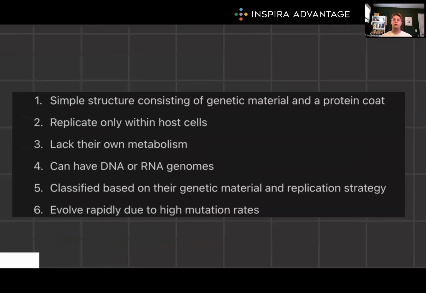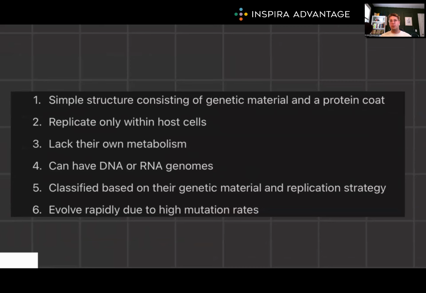To wrap up, let's review the key points about viruses. They're a simple structure consisting of genetic material inside a protein coat. They replicate only within host cells. They lack their own metabolism. They can have DNA or RNA genomes. They're classified based on their genetic material and replication strategy, and they evolve rapidly due to high mutation rates. And they are technically not alive.